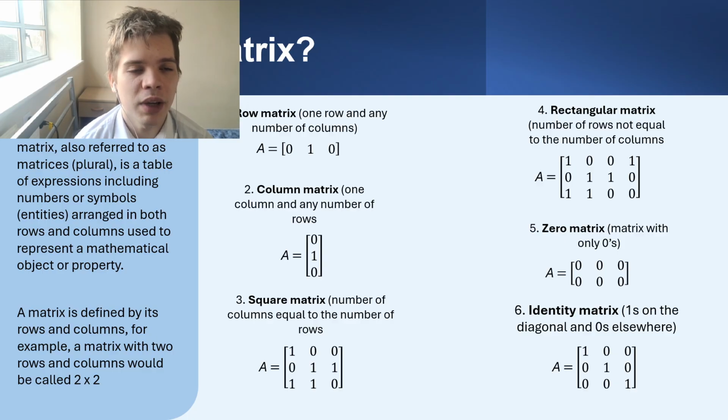For example, a row matrix only has 1 row and any number of columns. The column matrix only has 1 column and any number of rows. The square matrix has the exact same amount of rows and columns. The rectangular matrix is defined when the number of rows is not equal to the number of columns. The zero matrix is defined when all of the entities in the matrix are 0, and the identity matrix is when we have ones diagonally and any other entity in the matrix is a 0.